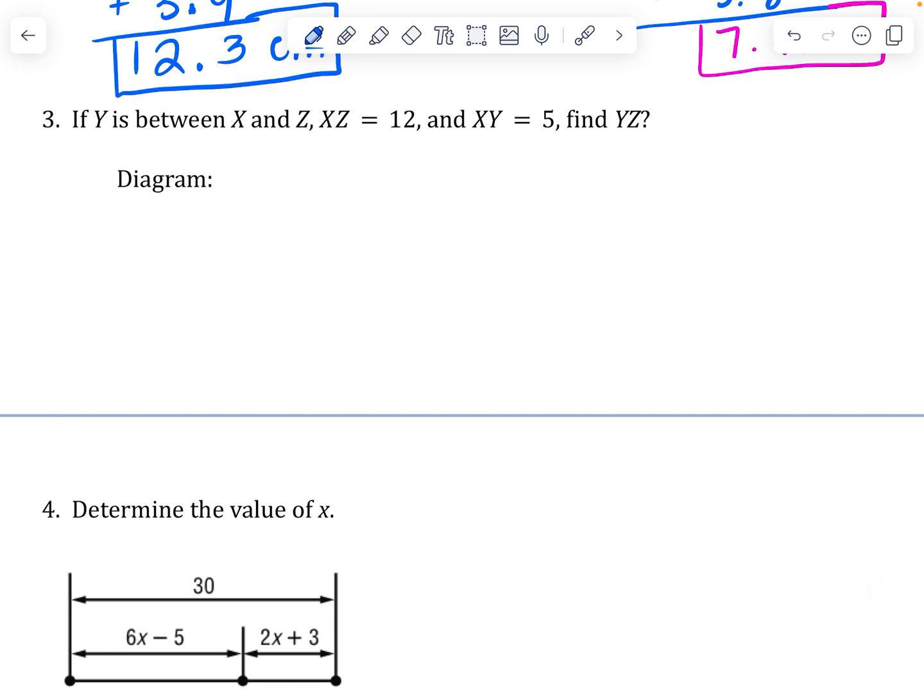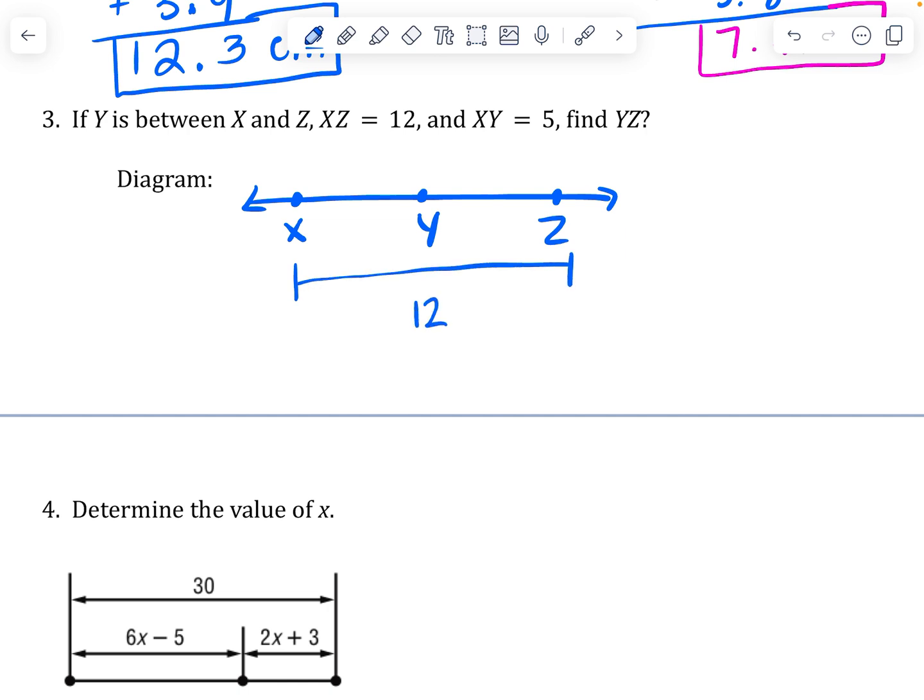If y is between x and z, and xz is 12 and xy is 5, find yz. So a diagram is always helpful in geometry. So let's draw something here. We got y is between x and z. So I'm going to put x, y, z. So y is between x and z. Now xz, so that's this full length, is equal to 12, and xy is equal to 5, then find yz. So that's the spot we're looking for there.